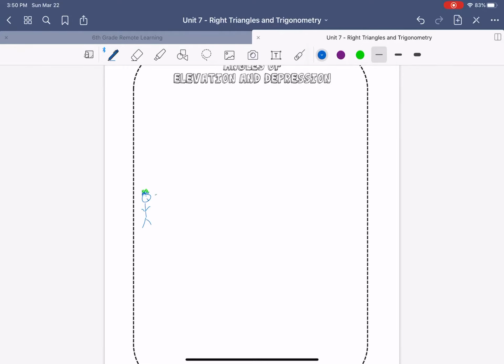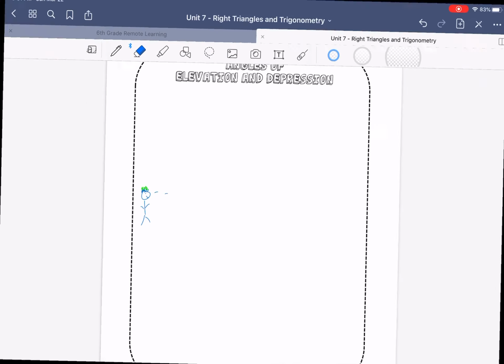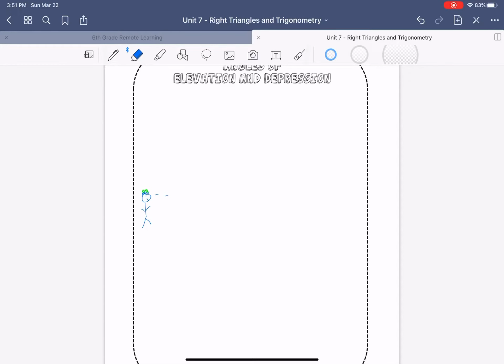And so this right here is our line of sight, okay? Roughly, that actually is a little bit sloped down, but we're going to say that that's a horizontal, here, I'll fix it a little bit, or horizontal line. Okay, so this is our line of sight.